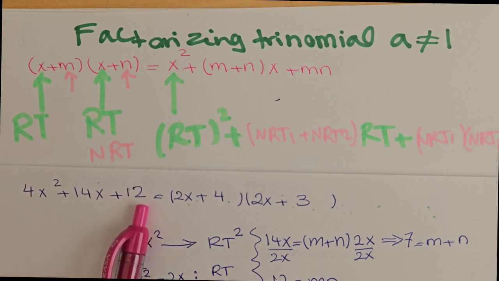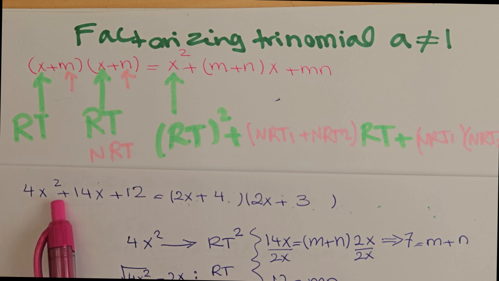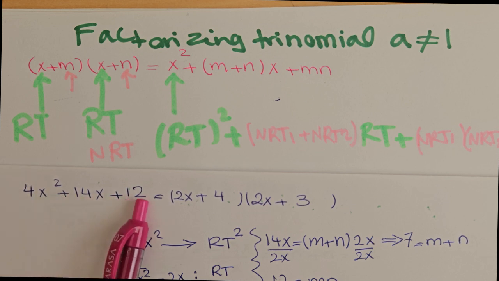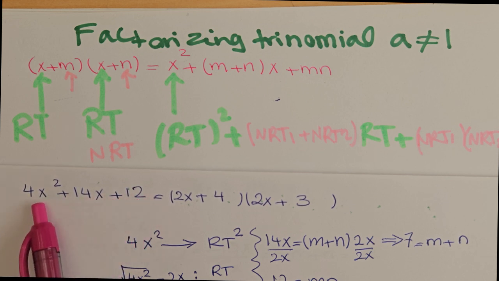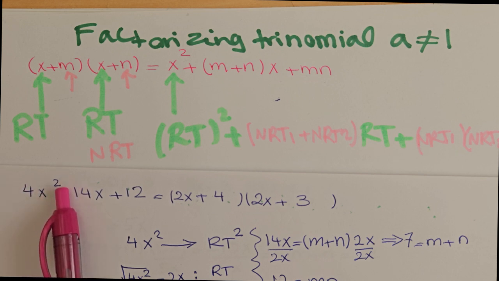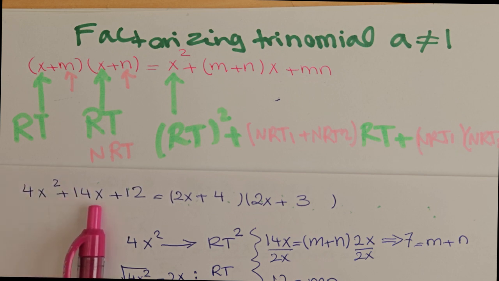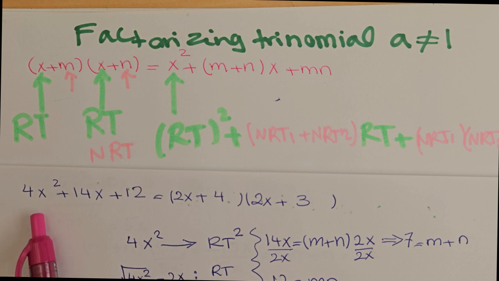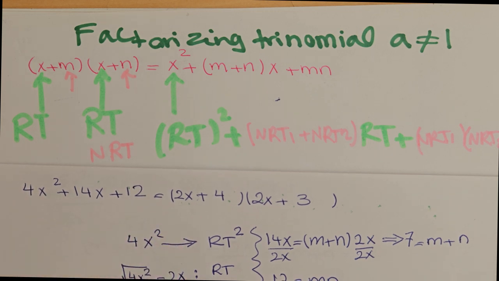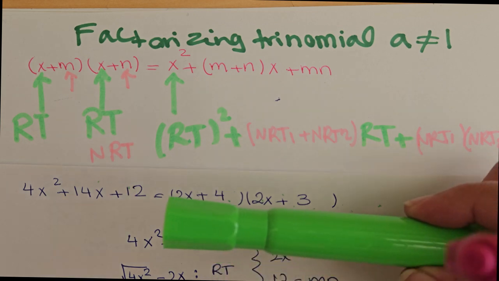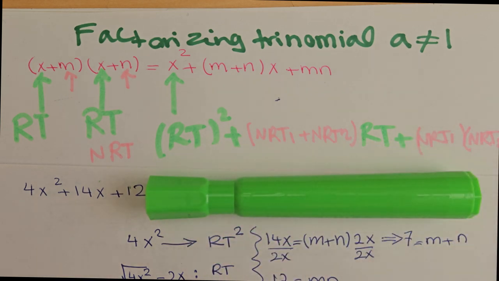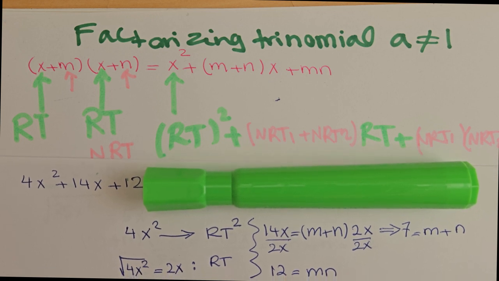quadratic expression which has been written in order from the biggest power to the lowest power. It is called quadratic because the biggest power is 2, and it's trinomial because there are 3 terms: 1, 2, 3. So I'm trying to break it down into 2 brackets. I know the answer is already there, but let's ignore it and see how we can solve it.